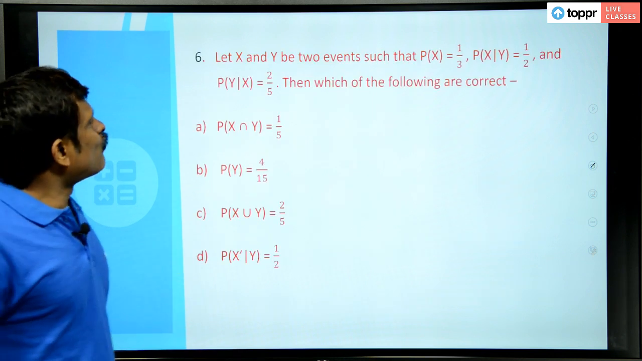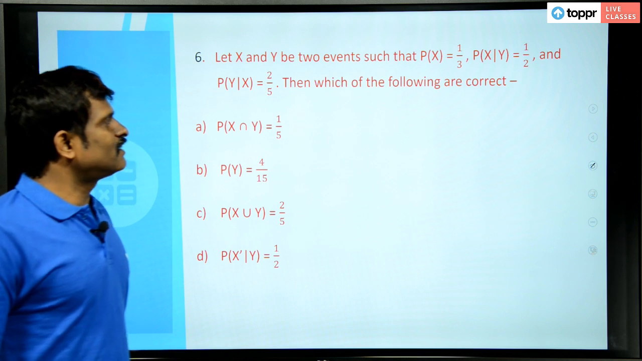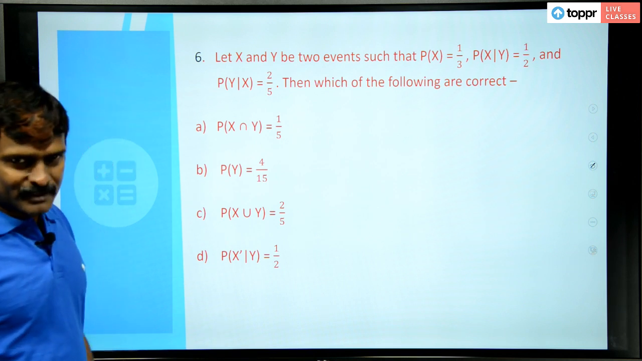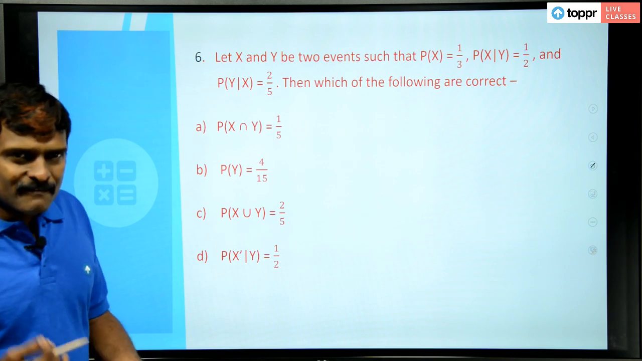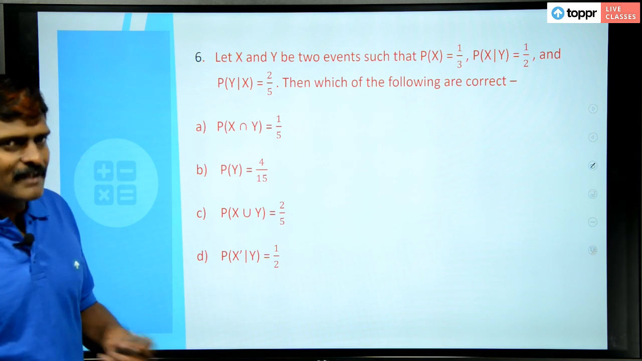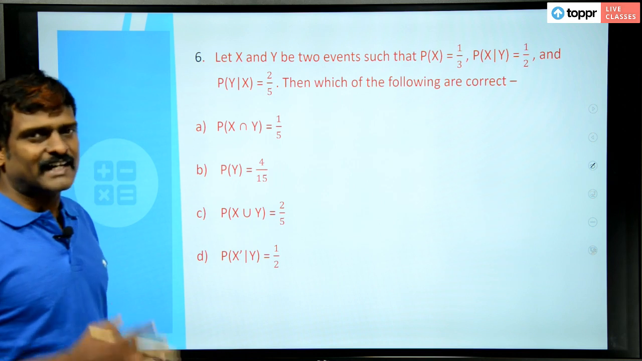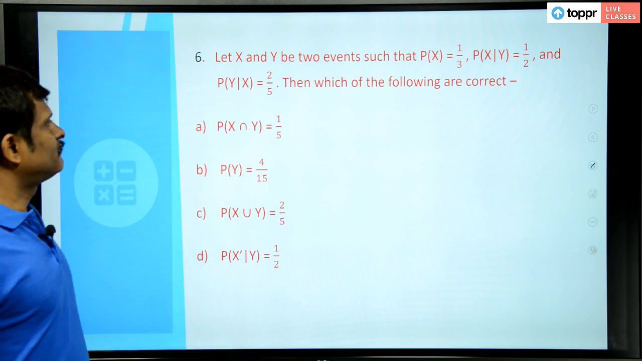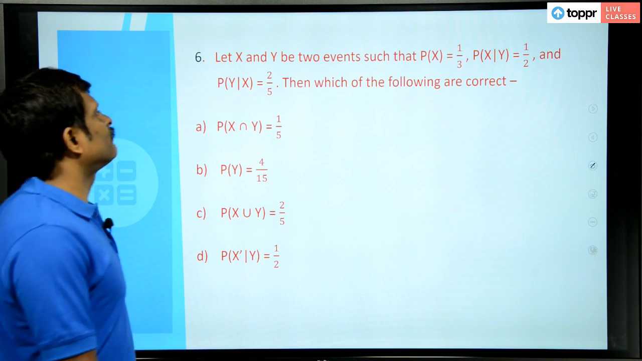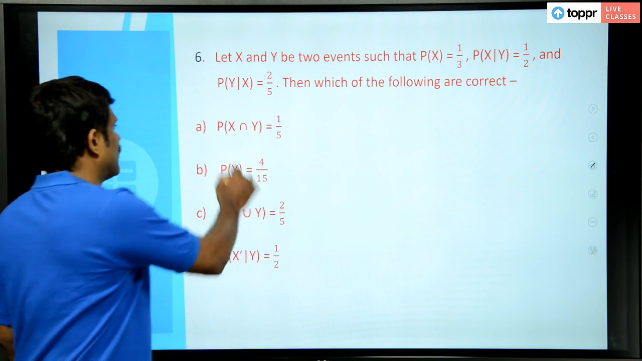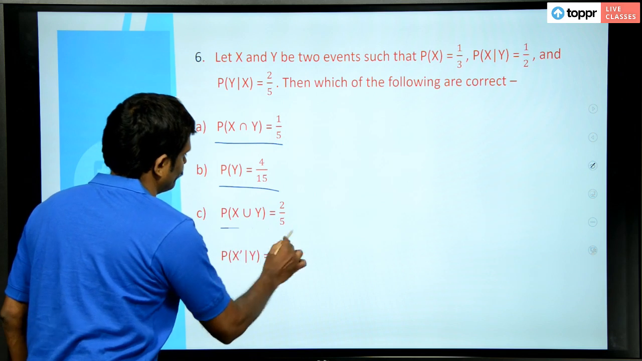Let x and y be two events such that the probability of x is 1 by 3. Event 1's probability is already given. The probability of x given y, the probability of x happening when y happens, is a conditional probability, which is half, and the probability of y given x is also given. Then which of the following are correct? So, he has asked us to find this.